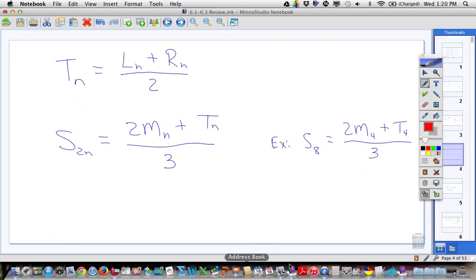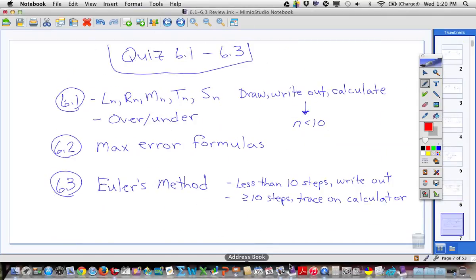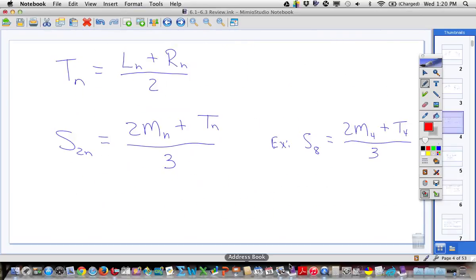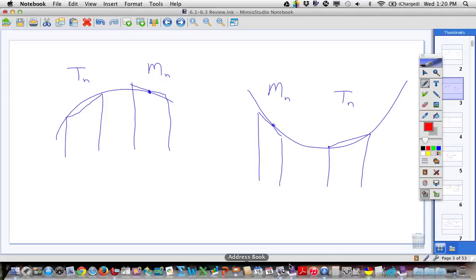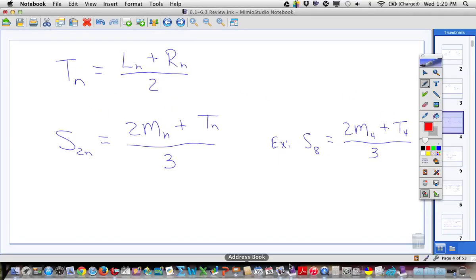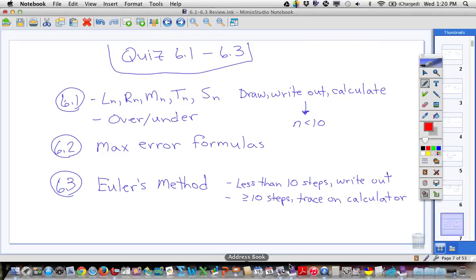All right, then the next thing that was in 6.1 was that over-under approximation stuff. Okay, so if it's increasing, lefts are under, rights are over. Decreasing, rights are under, lefts are over. Right? And then the concavity, trapezoid, midpoint, how concavity affected that. So be able to answer those questions about over and under approximations. Okay, so that was basically it, 6.1.